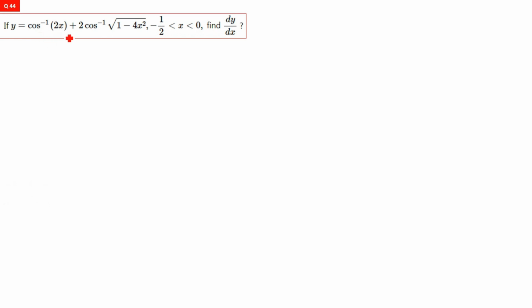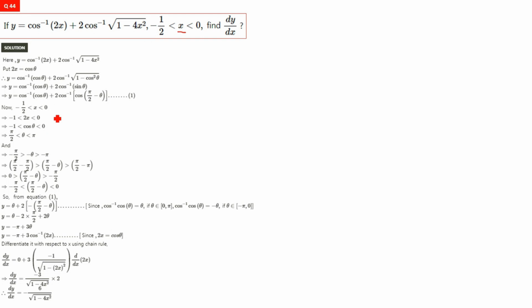Y equals cos inverse 2x plus 2 cos inverse under root of 1 minus 4x squared, x is between minus half and 0, and find dy by dx. Now you will realize in this question, if you don't consider the range, there will be a problem. I will solve it normally first, but the answer will not be correct. You'll see that. Then I'll correct it. So what do we need inside? Because it is cos inverse, by default we need some cos inside.